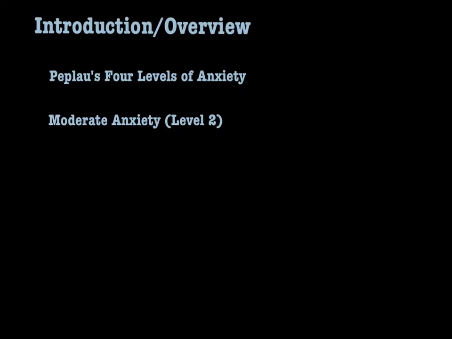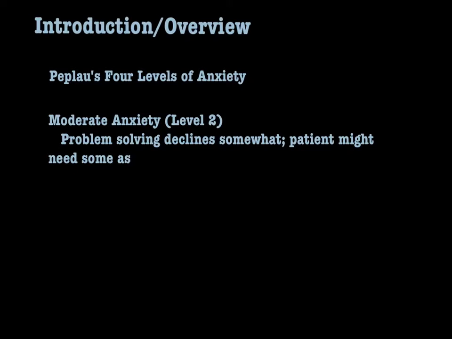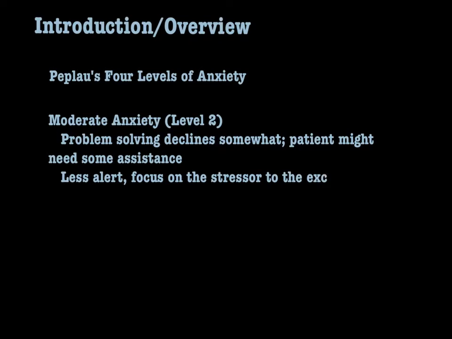Now when we get to level 2 anxiety, or moderate anxiety, this is where the person's problem-solving ability tends to decline. And that patient might need some assistance to see a solution to their problems. And at this point, the individual becomes less alert, and they focus on the stressor to the exclusion of other things in the environment.